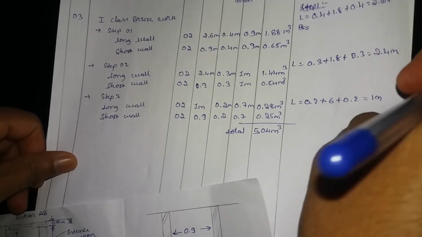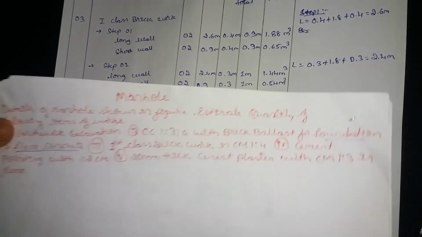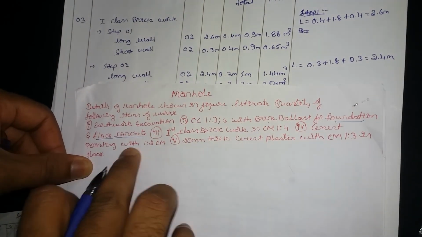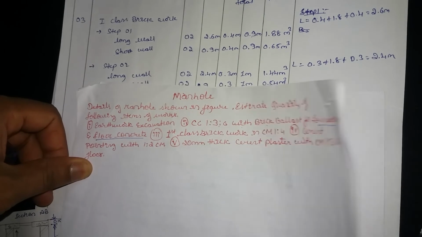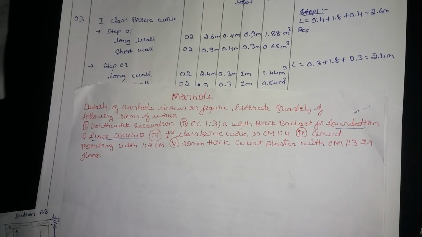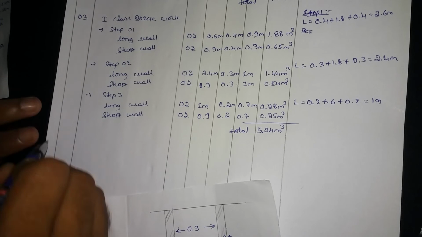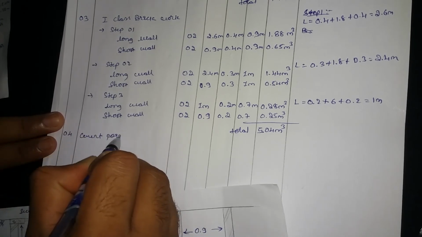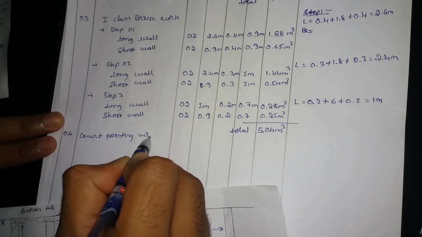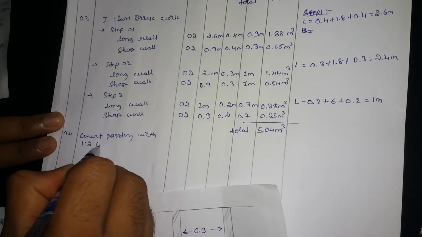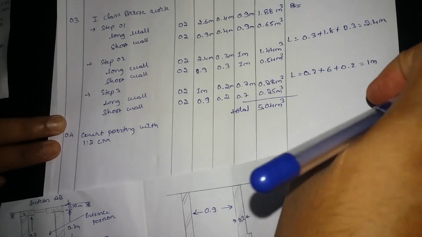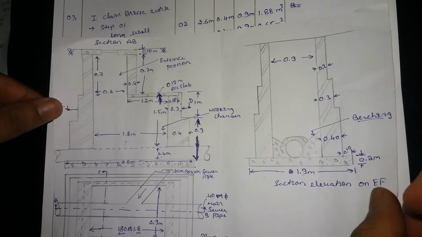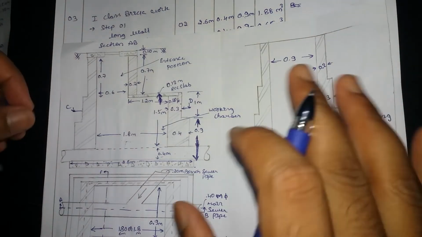So now what is asked in the question? Now see the question. You completed the third question, that is first class brickwork. Now we need to go on to finding out the cement pointing with 1:2 cement mortar. So write down what is given in the question. That is the fourth question, cement pointing with 1:2 cement mortar. Now I will say cement pointing is nothing but plastering. Indirectly we call it plastering.